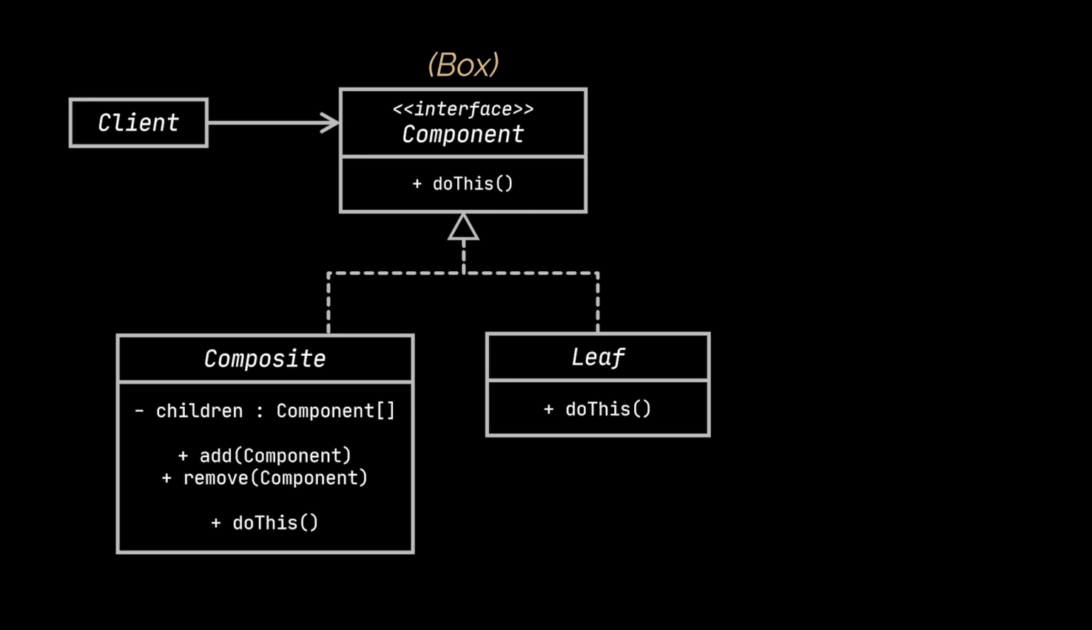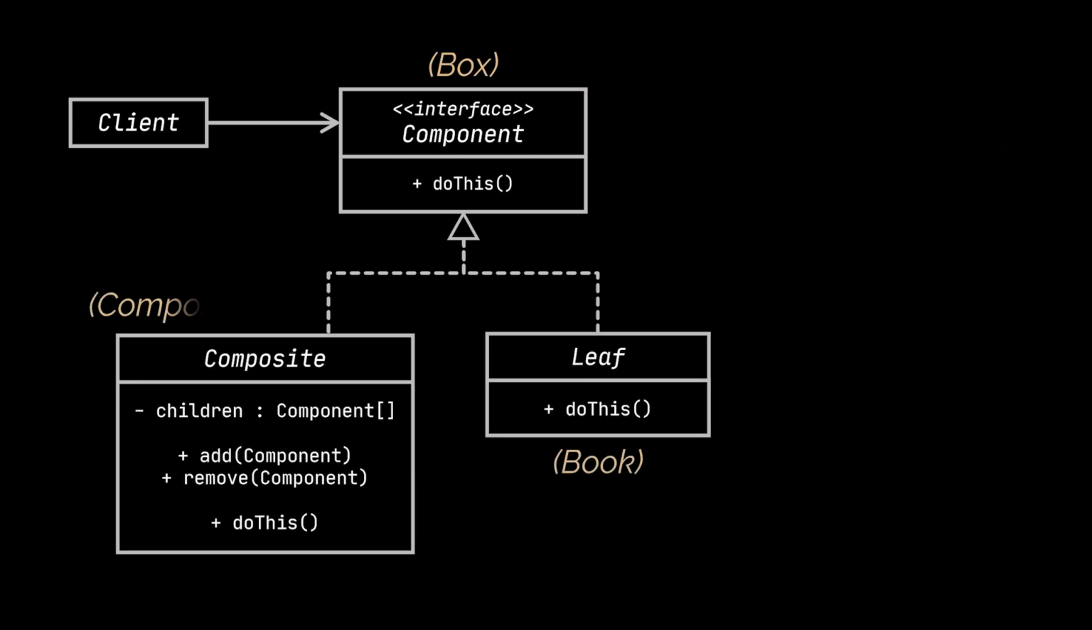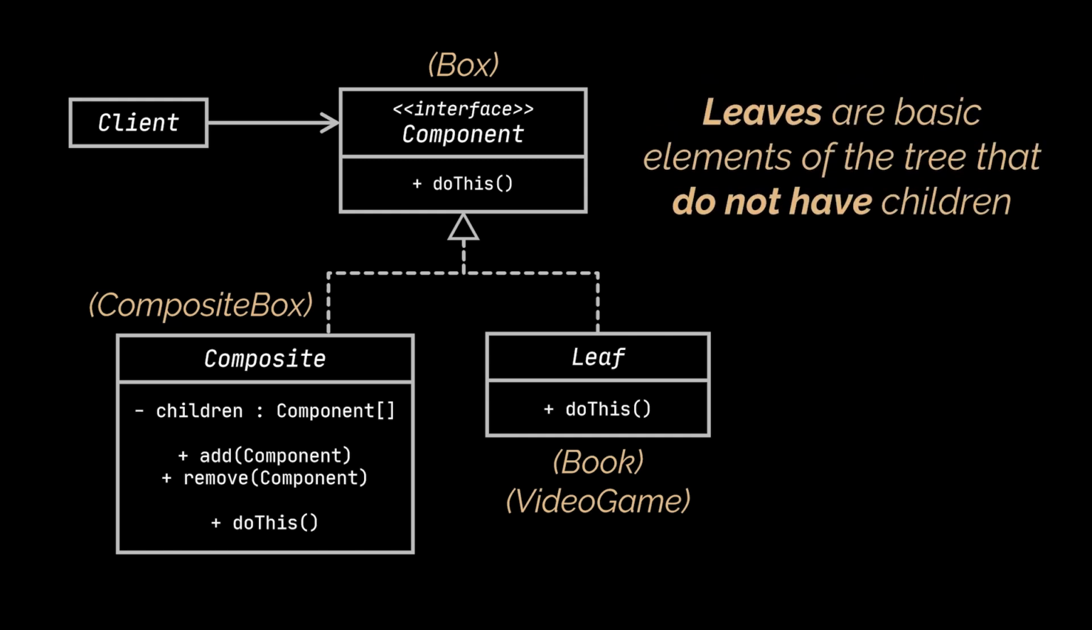pattern. The first thing you may have noticed is the component interface, which was represented by the box interface. In our example, this interface describes operations that are common to both the simple and complex elements of the tree. The next classes you can see are the leaf and composite classes, which were respectively represented by composite box and different product classes we made use of.